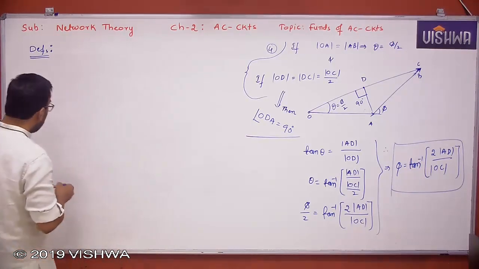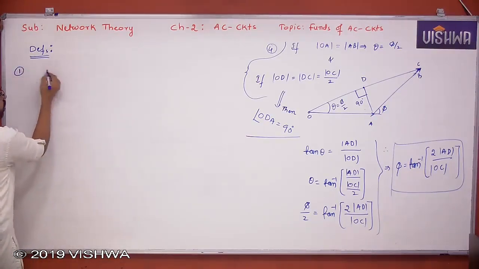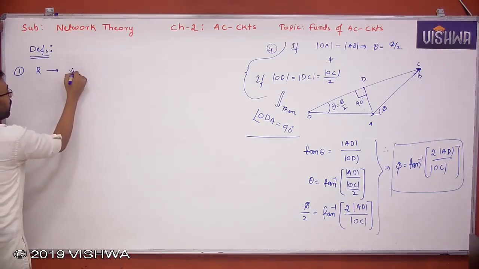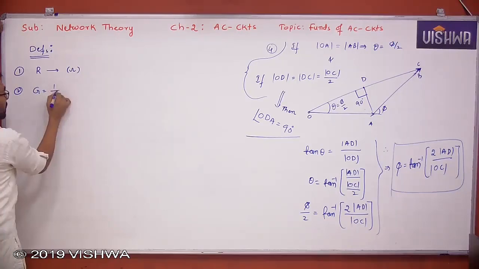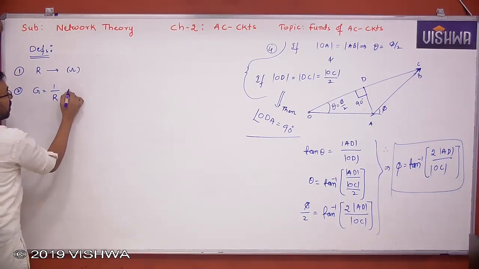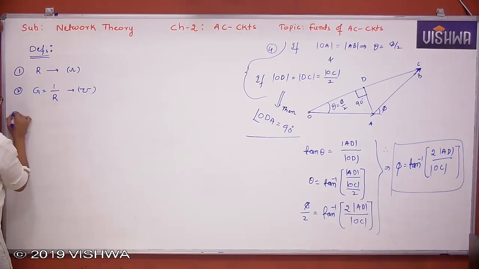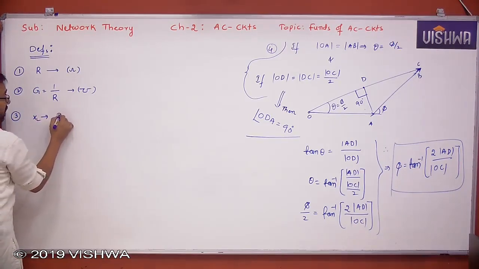Now coming to the definitions here, I think all of you know what is a resistance. There is no need to define it. R is a resistance, you know very well, ohmic value. G is a conductance, which is the reciprocal of resistance, no doubt, Siemens or mhos. Then third one is reactance. XL is reactance, inductive reactance.